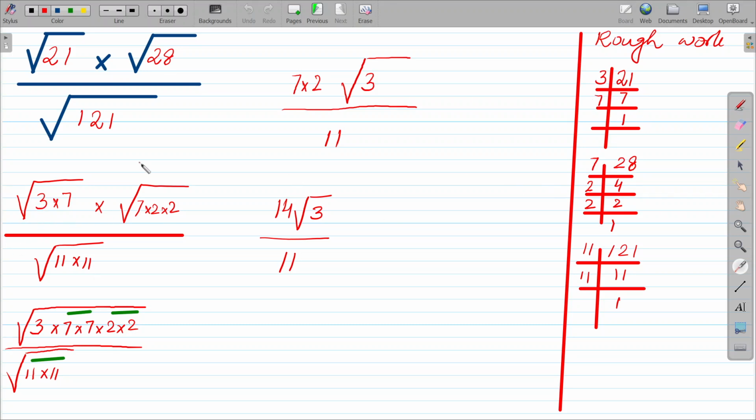What about 28? We basically take out the square root and we'll put it as 7 4s are 28, 2 2s are 4, 2 1s are 2. So what we get is 7 into 2 into 2. Okay. And now we have the value of square root of 121. So 121 can be further factored as 11 11s are 121 and 11 1s are 11. So we can put it in place of 121 as 11 into 11.